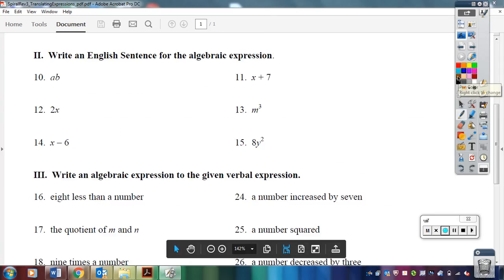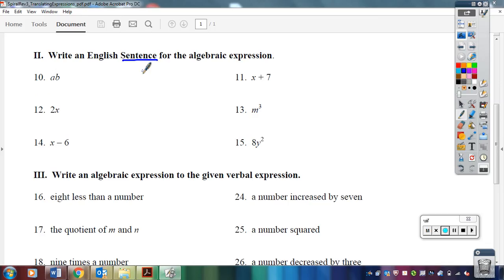These ones ask us to write an English sentence for the algebraic expression. It's tricky because a sentence needs to have a subject and a verb. A sentence would imply that they're all equations, but since these are all expressions, we can't really write a sentence. We would more write an English phrase. So this phrase would be a number times another number. This one I could say twice a number, or the product of a number and 2.